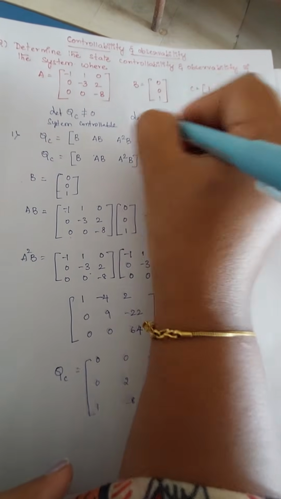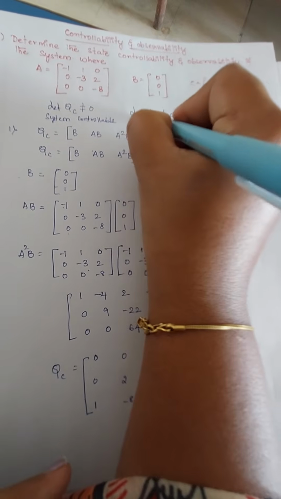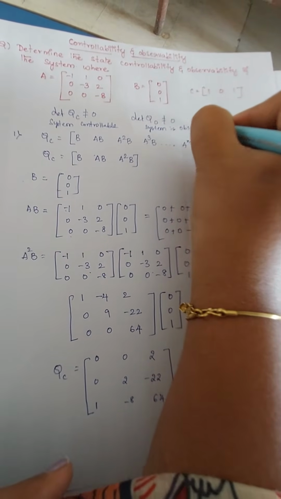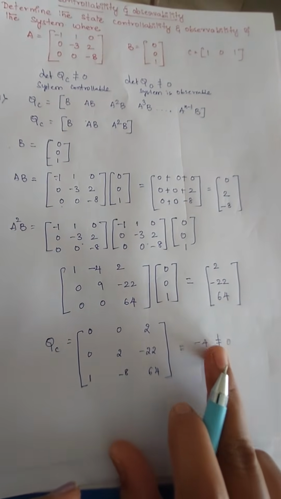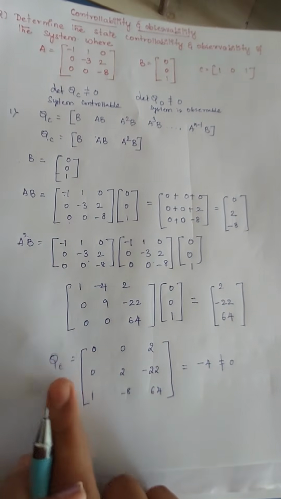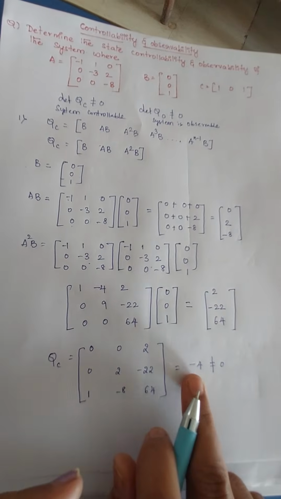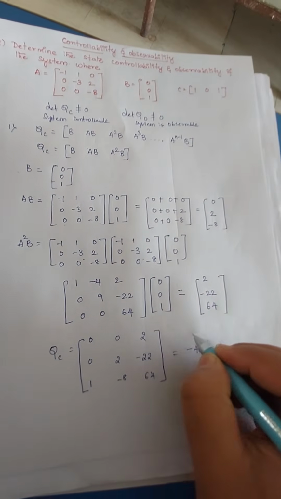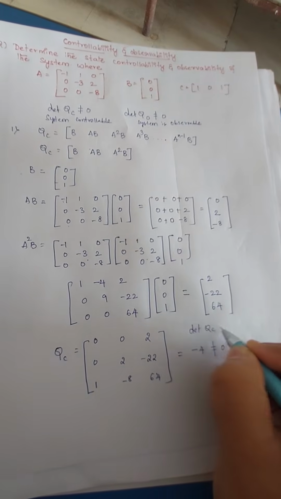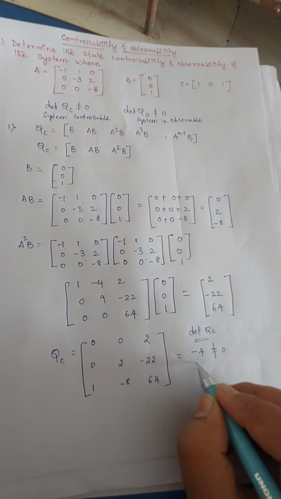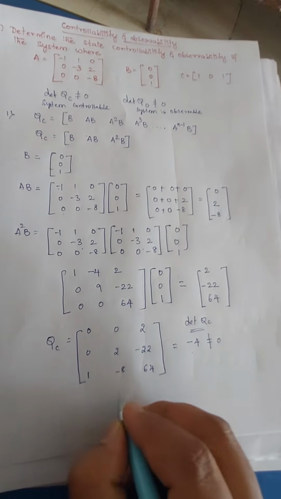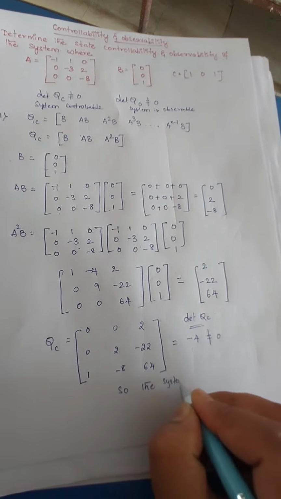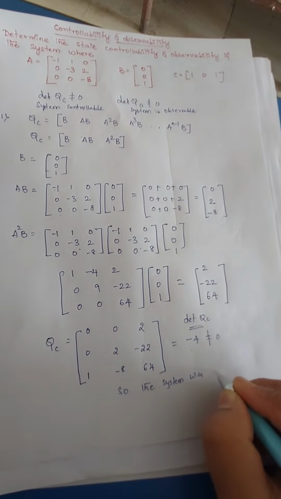So if Q naught is not equal to 0, the system is observable. According to what has happened here, our QC determinant was equal to minus 4. When we find the determinant of QC, it is given by minus 4, which is not equal to 0. So the system was controllable.